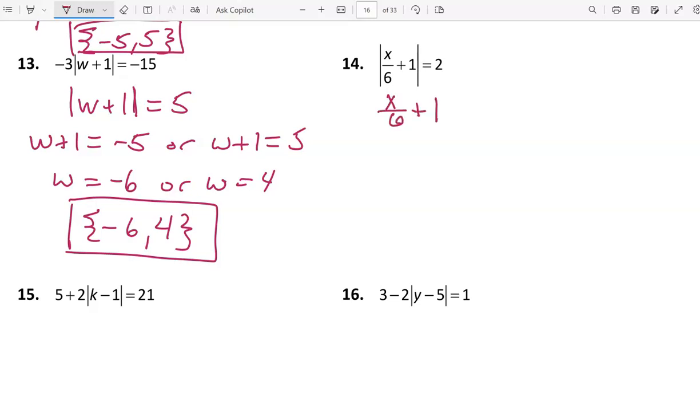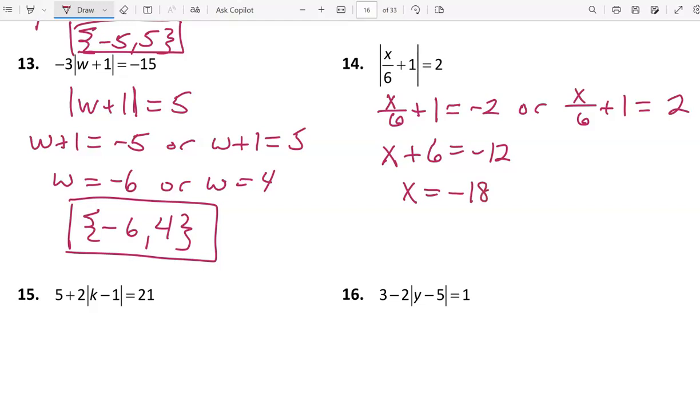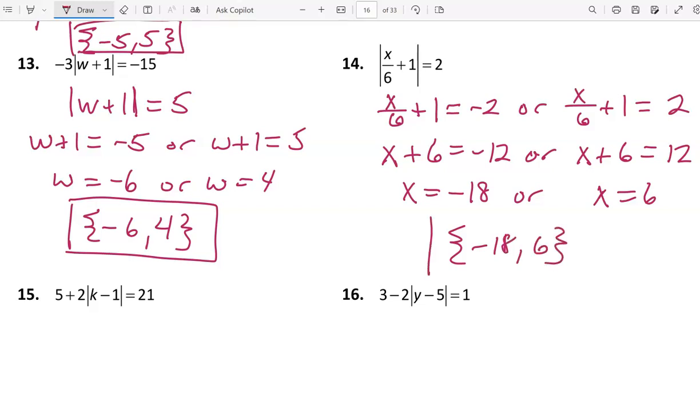If the absolute value of some expression is equal to 2, that expression can be negative 2, or that expression can be positive 2. Now let's multiply through by 6. That'll clear the fraction. Don't forget to distribute to both terms. And don't forget to distribute to the other side of the equation. That'll give us, subtracting 6 from both sides, x is negative 18. Or multiply through by 6 on our second equation, and we get x plus 6 is equal to 12, and x is 6, which gives us a solution set that contains the numbers negative 18 and 6.